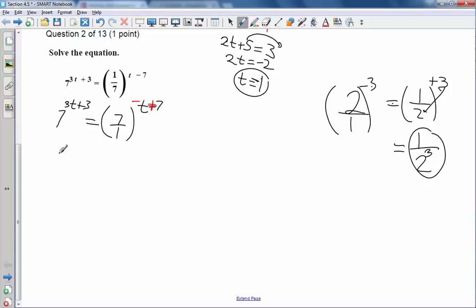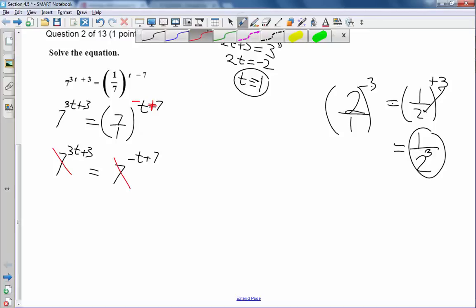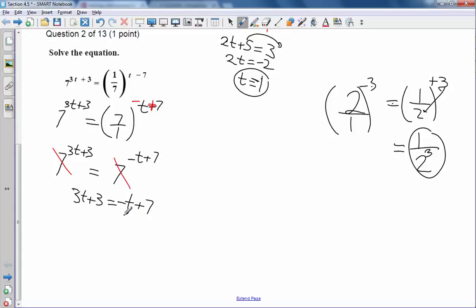So we have now 3t plus 3 is 7. 7/1 is 7. Minus t plus 7. Alright, let's take our cancellation color, get them out, and match the terms. 3t plus 3 equals minus t plus 7. Alright, I will move minus t to the left, 3 to the right.